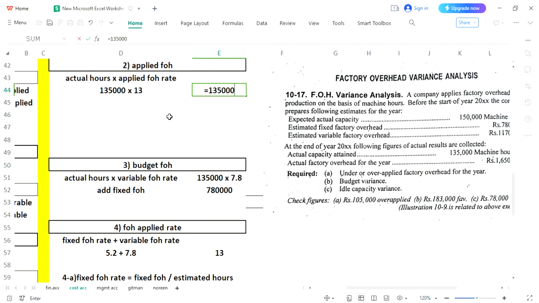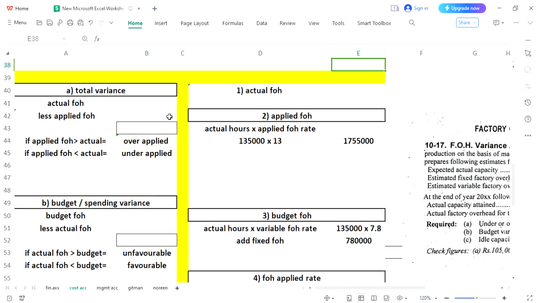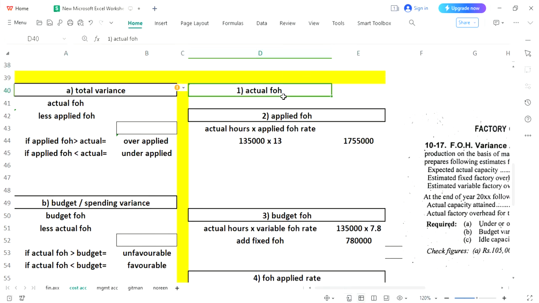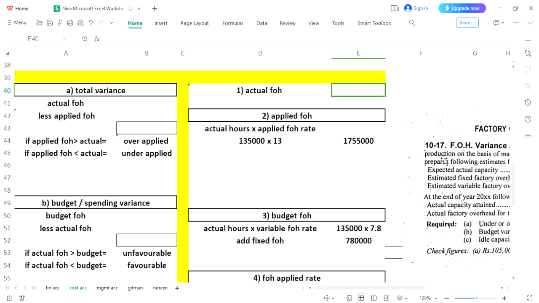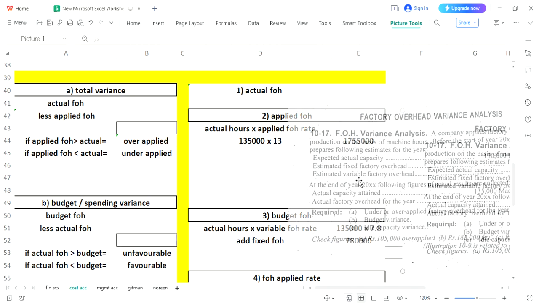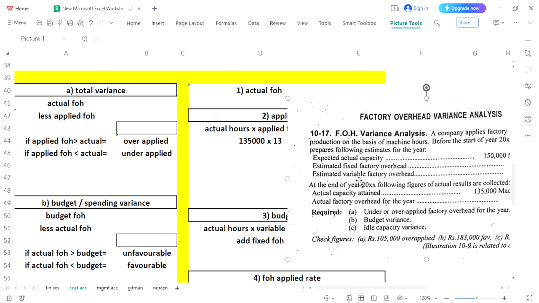135,000, and it is going to be multiplied by 13. So you have got your applied FH as well. Okay, and what is next? You need to have actual FH, and I had already mentioned it. It would be given in your question. So actual FH is written over here.